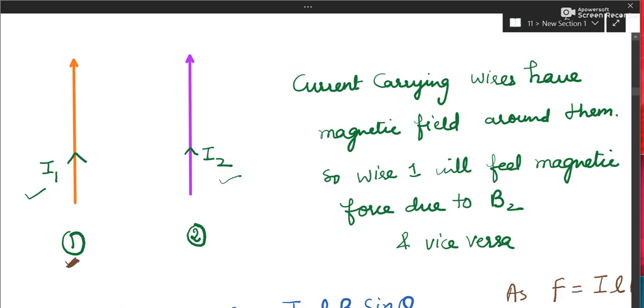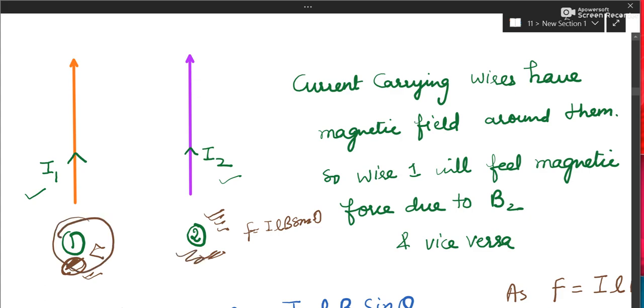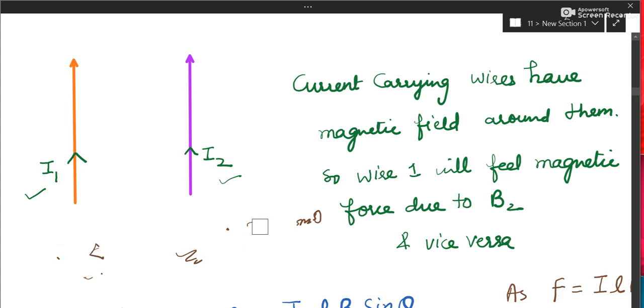First wire has got magnetic field around it, its own magnetic field. That means wire number 2 is kept in the magnetic field of this. Just now we have seen when a current carrying wire is placed in a magnetic field, it experiences a force by this. So second wire will feel a force due to first magnetic field and first wire will feel a magnetic force due to second magnetic field. So both will experience a force and we need to find out the expression for that force acting between two parallel wires. So let us begin.